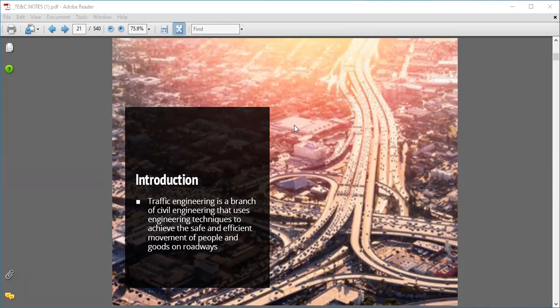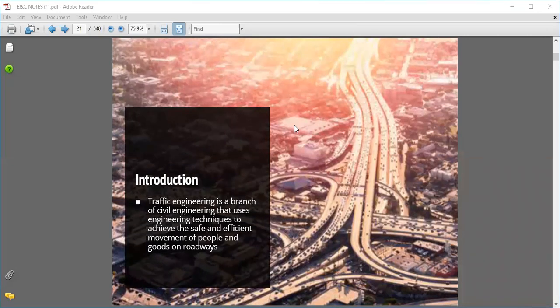So we'll see what traffic engineering is. Traffic engineering is a branch of civil engineering that uses engineering techniques to achieve the safe and efficient movement of people and goods on the roadways. Traffic engineering is one part of roads, one part of highways, and it deals with the movement of people and goods from one place to another place. The starting point of the journey, where we start our journey, is our origin, and where we end, our last station, is our destination.